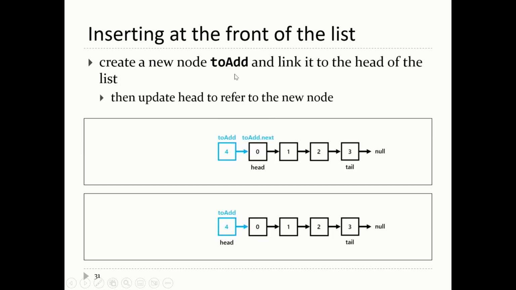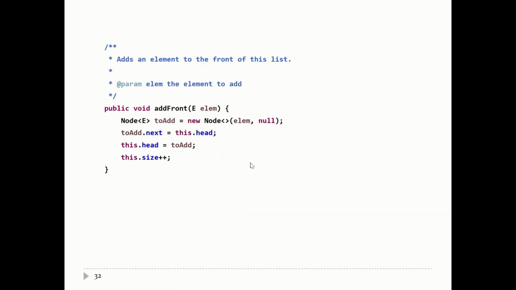Okay, so to add to the front of the list, say I want to add the element to the list of length 4. You make a new node, which I'm going to call toAdd. And then all you do is join that new node to the front of the list, or to the head of the list. So make your node, hook it up to the current head of the list, and then update the head of the list so that it's now the new node, and then increase the size of the list.